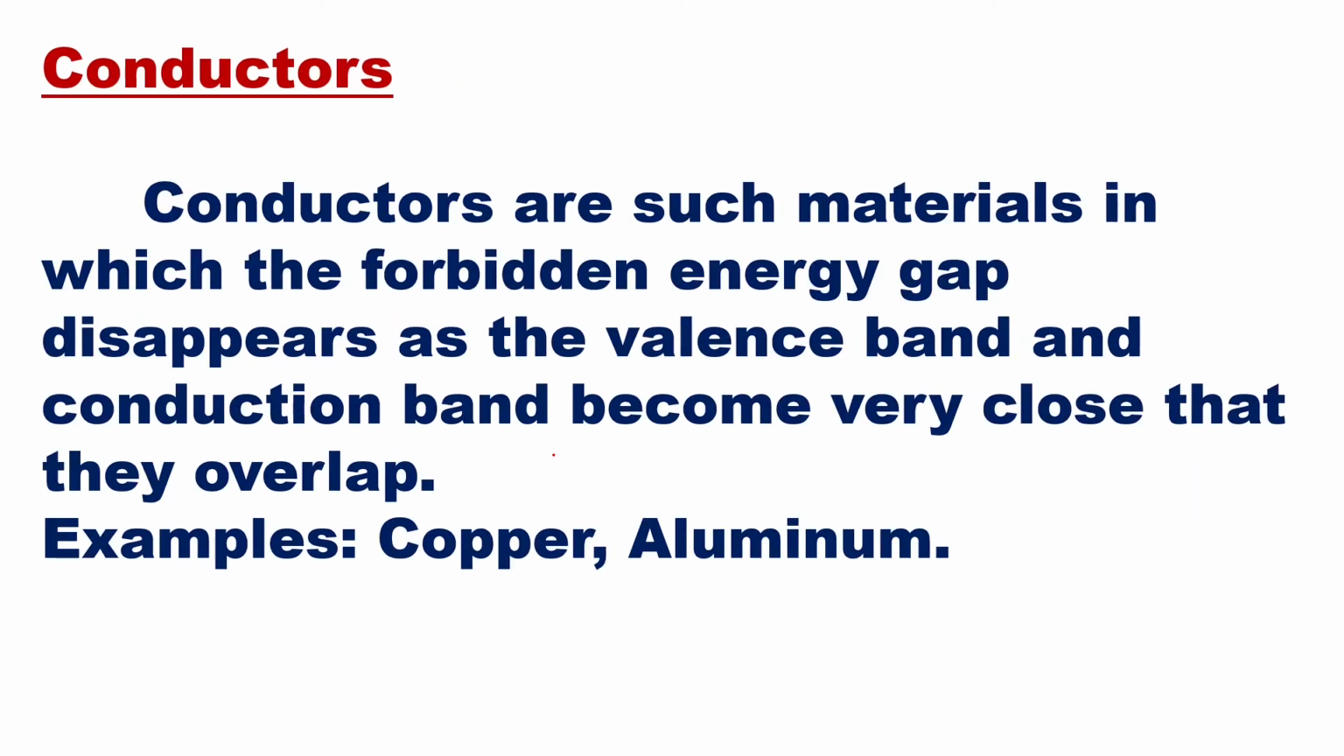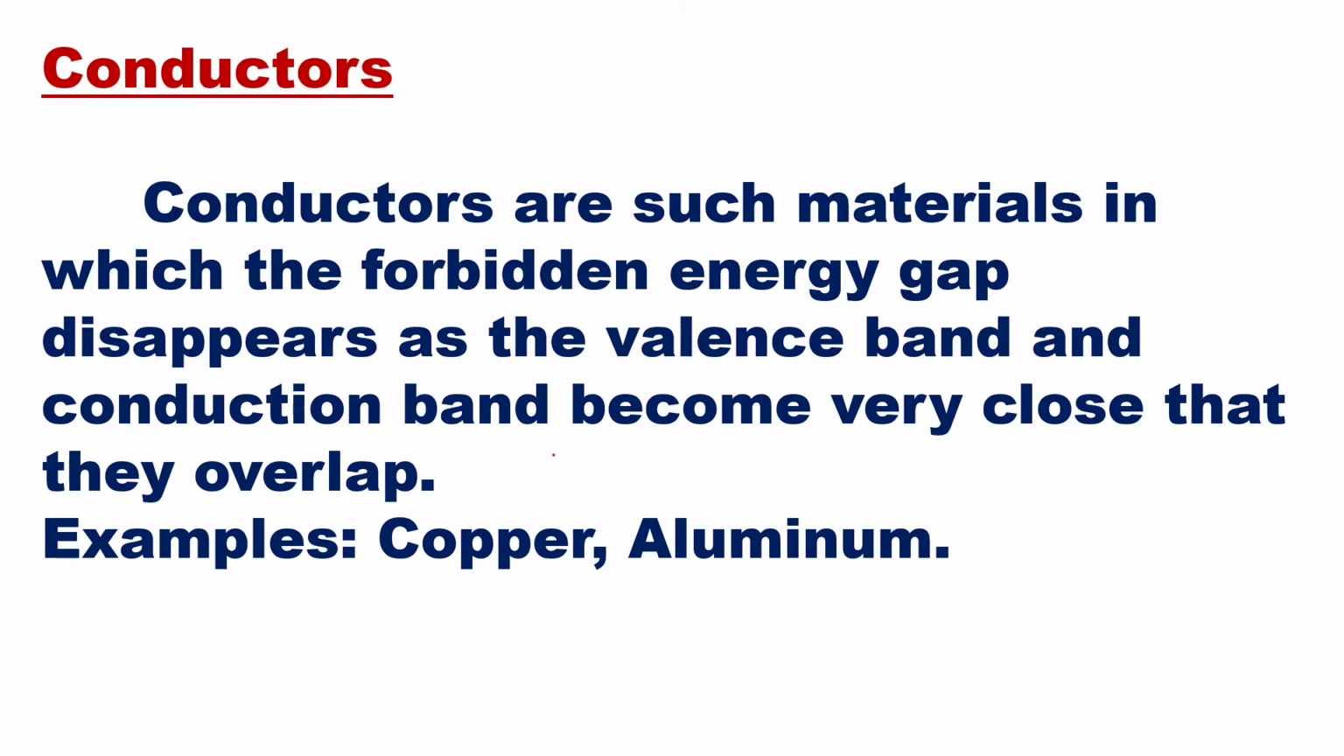Conductors are such materials in which the forbidden energy gap disappears as the valence band and conduction band become very close, that they overlap. Okay, for example, copper and aluminum. So here the valence electrons can easily become free electrons, and you get many such excess free electrons which help current to flow in this type of materials.